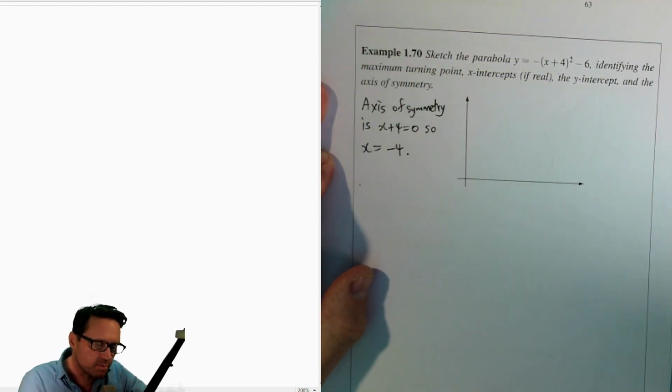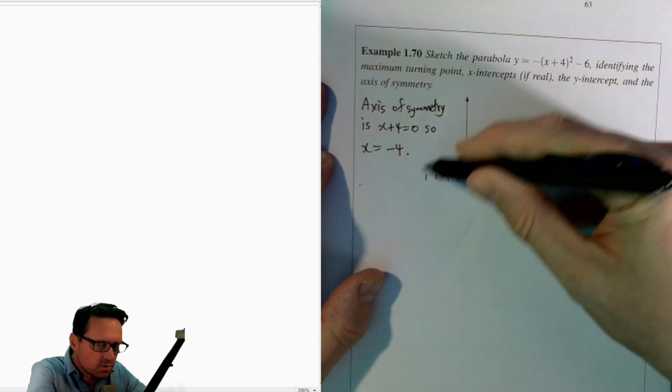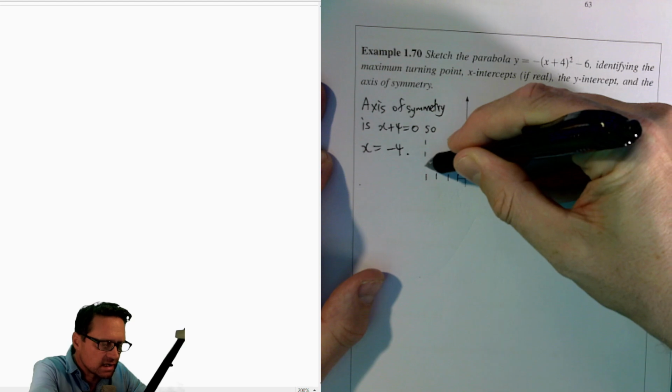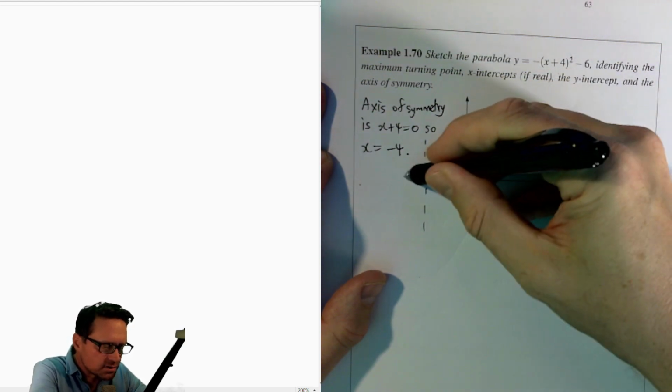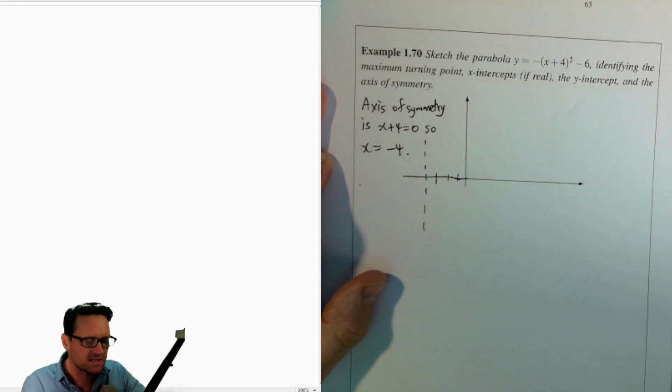Okay, now where would that be? That would be 1, 2, 3, 4, somewhere here. So let's put in a dashed line, and I want to extend my x-axis while I'm at it. So there's our axis of symmetry.